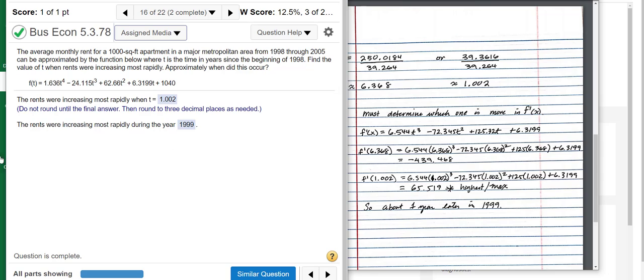So the rents were increasing most rapidly at 1.002, 1 year after the beginning year that they gave us, 1998. So the second thing they ask us, well, what year is that? Well, if it's about a year later from 1998, that would be 1999.